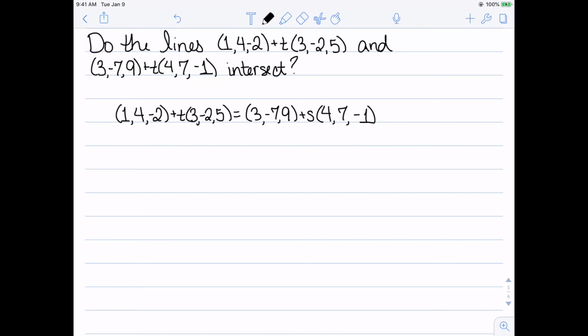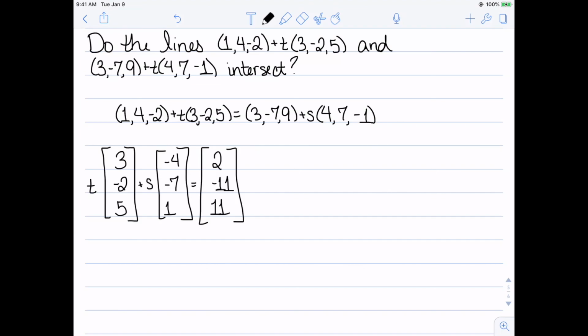Therefore, what we really need to do is (1, 4, -2) plus t times (3, -2, 5) is equal to (3, -7, 9) plus s times (4, 7, -1). And now we need to see if this has a solution. Getting our variables on one side and moving to column notation gives us this here, t times (3, -2, 5) plus s times (-4, -7, 1) is equal to (2, -11, 11). It's much easier to now see that this is going to be a system of equations, so we can move to an augmented matrix.